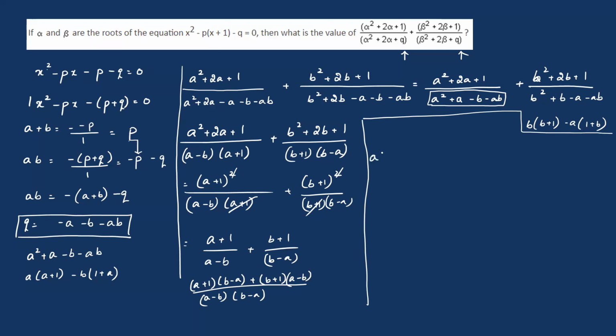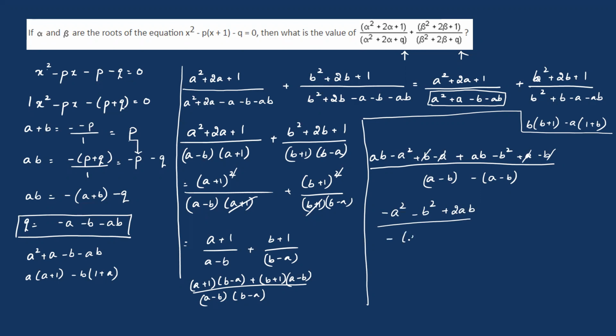So my numerators are, you get AB here minus A square plus B minus A. Similarly, the other part you will again have plus AB minus B square plus A minus B, divided by A minus B into minus of again A minus B. So let's cancel these things here, guys. So plus B minus B gets cancelled, plus A minus A gets cancelled. So my numerator has minus A square minus B square plus 2AB divided by minus of A minus B whole square. So if we take a minus common in the numerator, we have A square plus B square minus 2AB divided by minus of A minus B whole square.